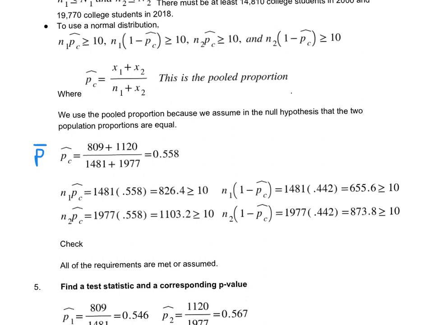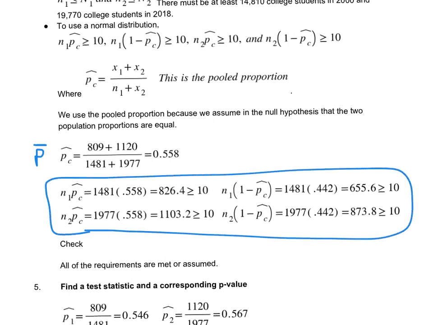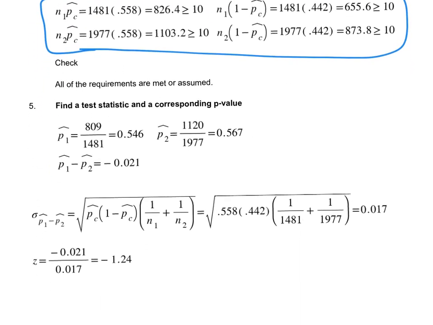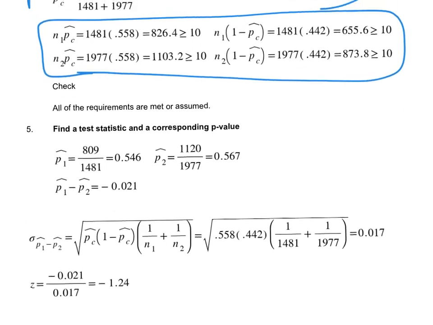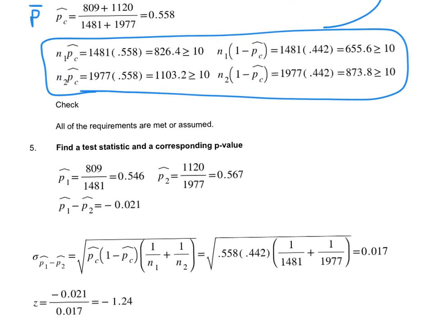Okay, something got messed up in the copy here, but all of this is just checking the requirement that we have 10 successes and 10 failures. That should go up here. And we do have that. So moving on, we're going to find a test statistic, just like we did with a single proportion, or a single population.